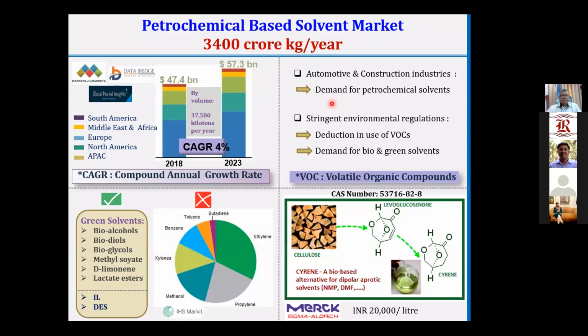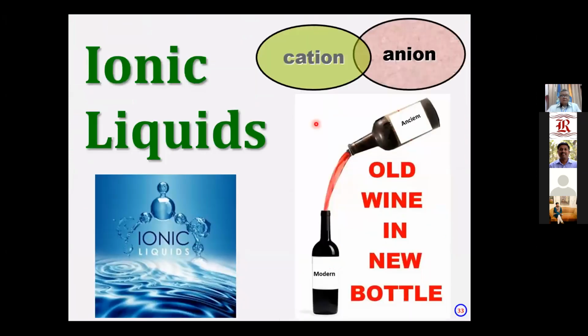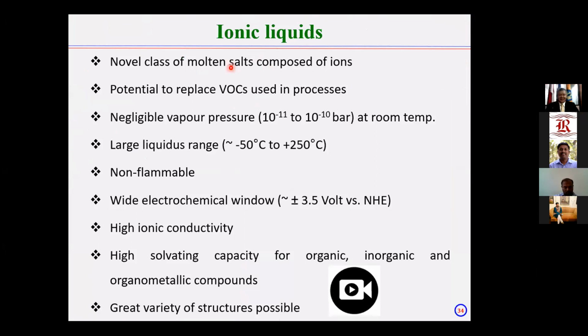So one such option I put here is ionic liquids. Ionic liquids are a new class of molten salts. It has the potential to replace volatile organic compounds, and it possesses a combination of unique properties. For example, vapor pressure is negligible, liquid range is very high, and flammability is very, very low.